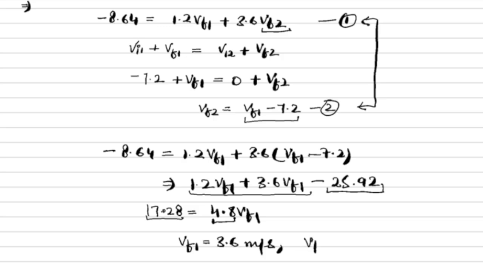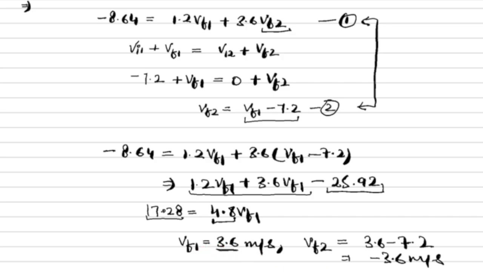So can I calculate VF2? We can. We can use this equation. I just need to put 3.6 here. 3.6 minus 7.2. It is half of it, so it will be minus 3.6 meters per second. So they are going with the same speed but in a different direction. So the final result, if you see, this was m1, this was m2. So m1, the mass 1, will go in the positive direction.